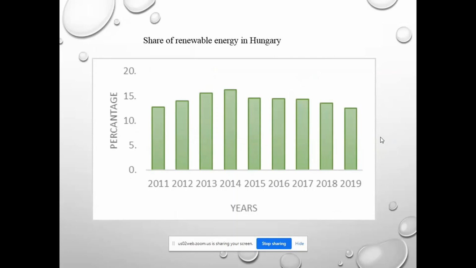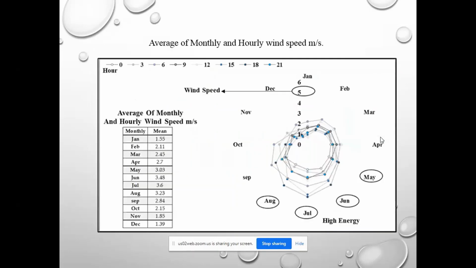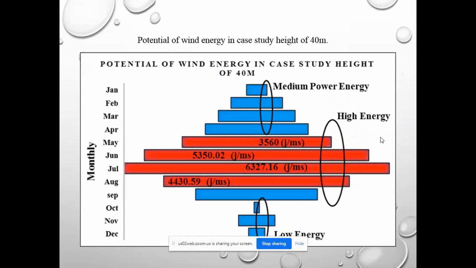So there needs to be more investment in renewable energy in Hungary. As a result of the research, we can see the average monthly and hourly wind speed. As you can see, the months May, June, July, and August have the highest wind speed, and you can see here the potential in the study at 40 meters.